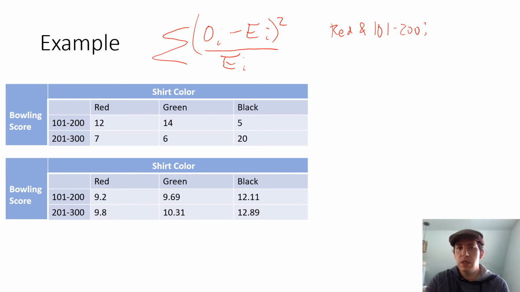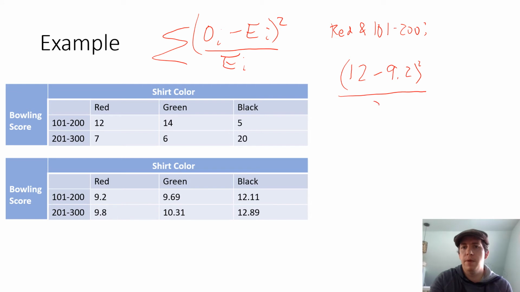So I'm going to take the observed. The observed is 12. The expected is 9.2. I'm going to square that, and then I'm going to divide by the expected, which is 9.2. And I end up getting 0.852. So then we'll do another one.